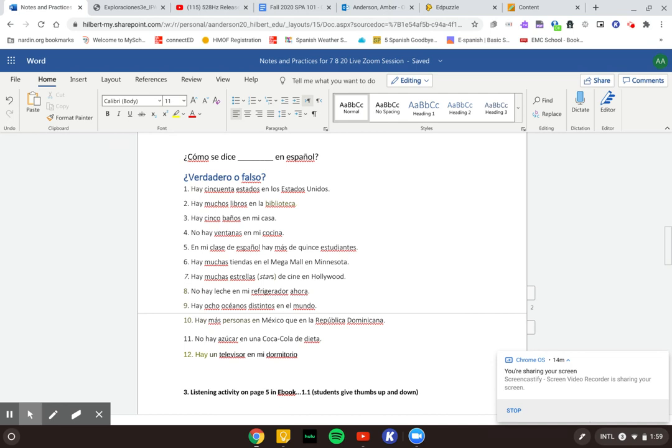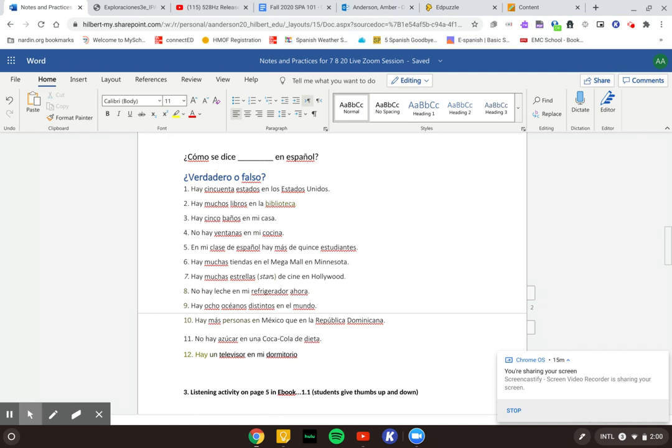Número 4, no hay ventanas en mi cocina. So, ¿cómo se dice ventanas? Windows. ¿Cómo se dice cocina? Kitchen. So you may say verdadero or you may say falso. Número 5, en mi clase de español hay más de 15 estudiantes. More than, más de, 15. 15 en español in inglés is 15. So for our Spanish class, we would say falso. No hay 15 personas en la clase, hay 12 personas en la clase.